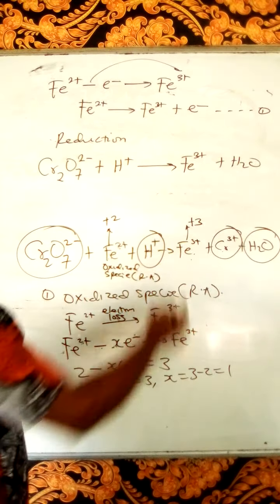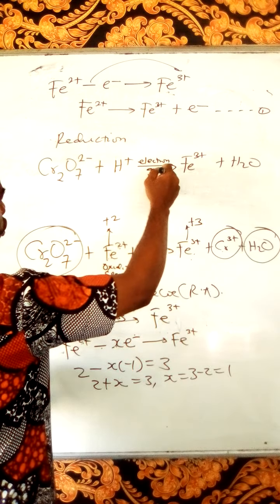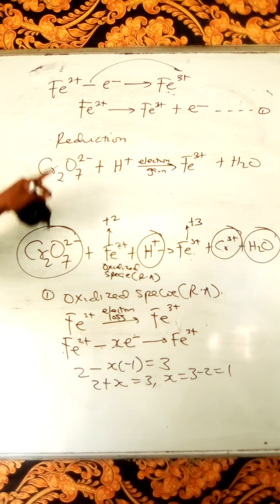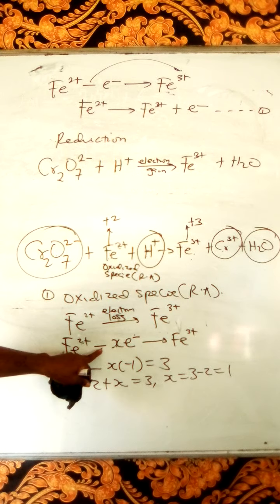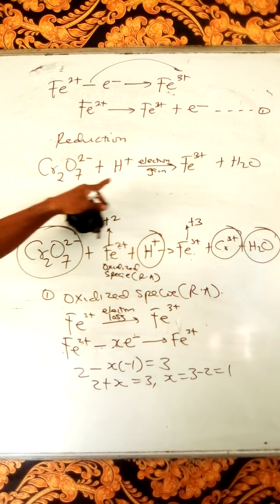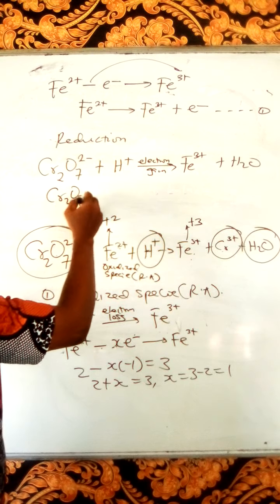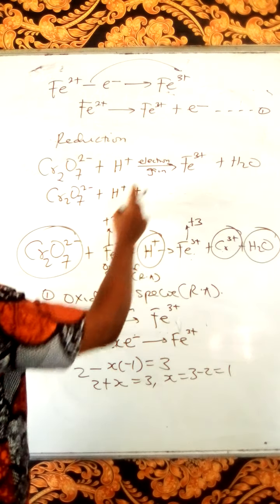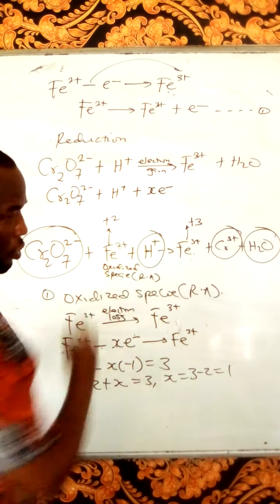What is reduction? Reduction is electron gain. That means we are going to introduce electrons. We're going to add electrons to this side. Oxidation is electron loss, reduction is electron gain, as we did before. So we now have Cr2O7 2 minus plus hydrogen ions, then plus, no longer minus, plus S moles of electrons.